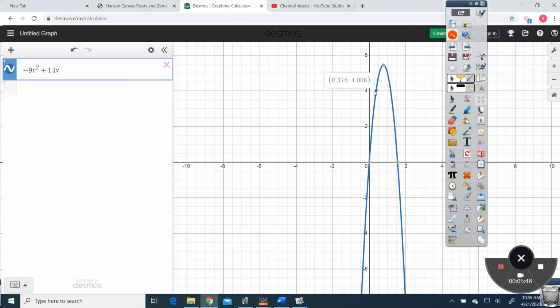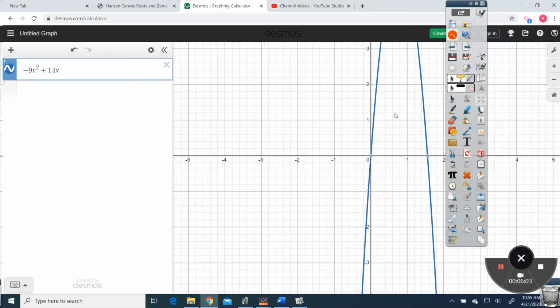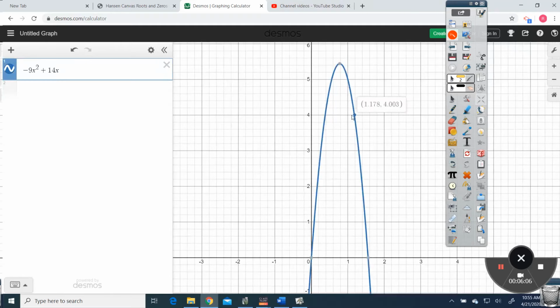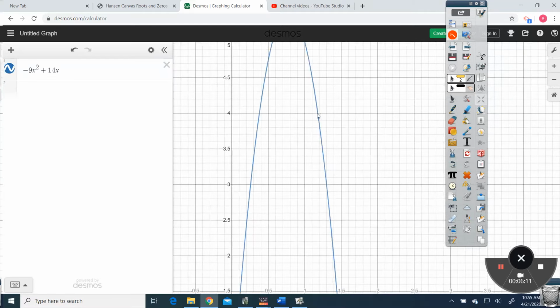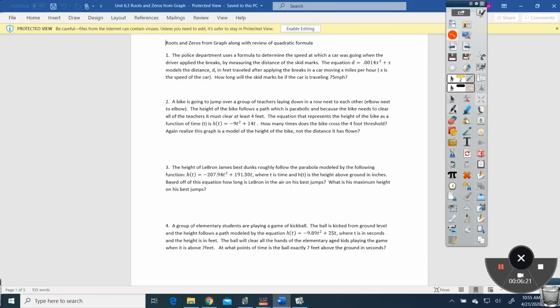One at whatever that time is, 0.378, and the other at 1.18, roughly. If I zoom in even more, I can get a better idea, so 1.177. Anyways, the question just says, how many times does it cross that? Twice. And that's it. You don't have to do anything more.